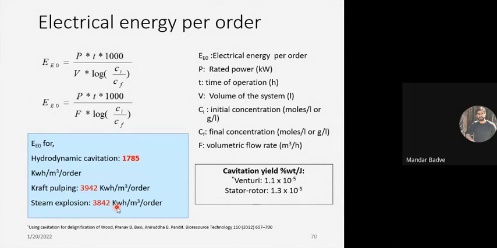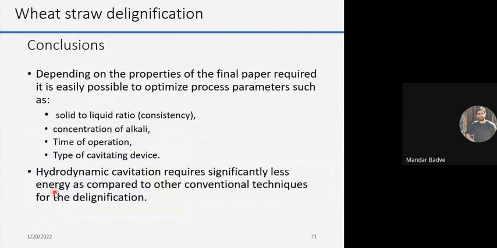So for the same type of paper, if you compare kraft pulping or steam explosion with cavitation, the energy required is almost 50 times less. Right? So we observed that cavitation proved to be very sustainable in the case of delignification. Therefore, this is the only case study which I added here apart from the wastewater study. Right? So these are some of the conclusions.